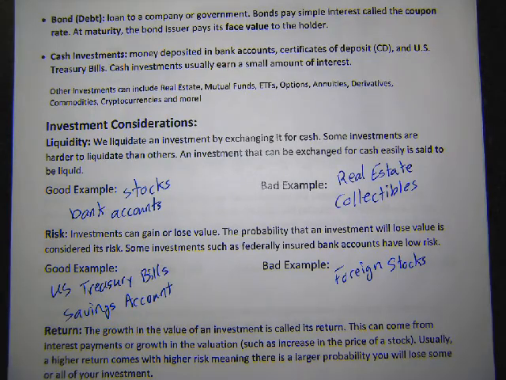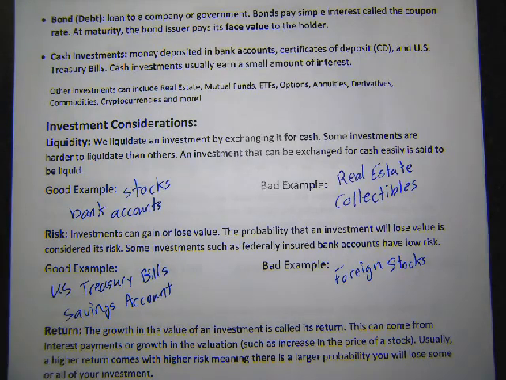Other things that might be bad examples for risk would be just regular stocks. Foreign stocks are worse than just regular stocks, but regular stocks, collectibles, certain kinds of collectibles can be really bad. It's like the Ty Beanie Babies back in the 90s. People were forking out tons of money for these rare Ty Beanie Babies because they decided they were worth so much. But then all of a sudden they were worth nothing.